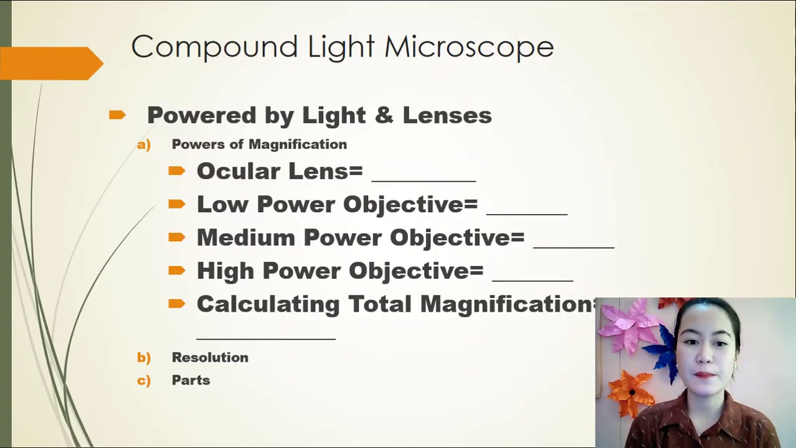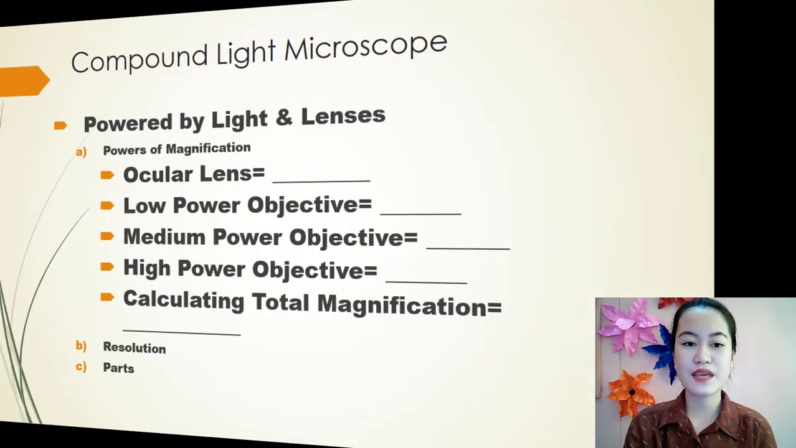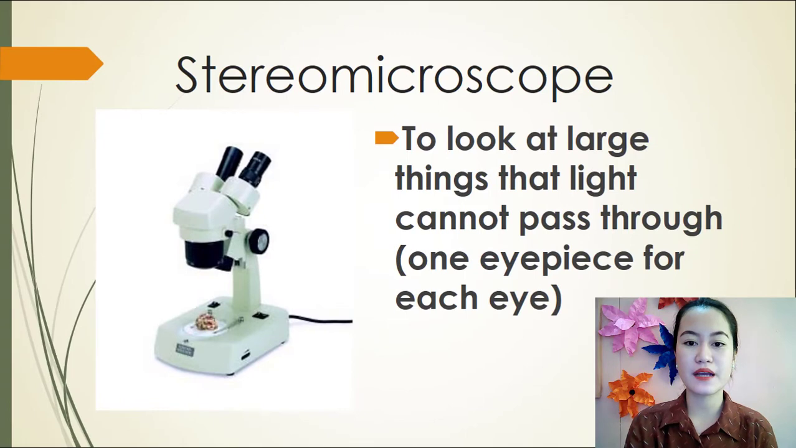Pinagsama-sama natin ito, powered by light and lenses, powers of magnification from ocular lens up to high power objective. So, if we were going to calculate those, meron tayong 16,000 times total of magnification. Okay? Next, we have the stereo microscope.